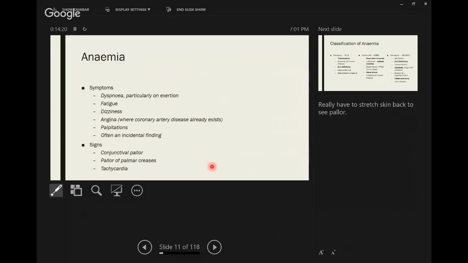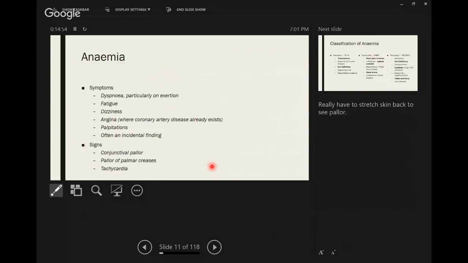So symptoms like dyspnea, particularly on exertion, fatigue, dizziness, angina when coronary artery disease already exists. You can imagine if you've already got decreased blood flow and you decrease the hemoglobin, there's going to be decreased oxygen. You can have palpitations. It's often an incidental finding, like an old lady presents to hospital, half of them have anemia just because of poor diet. Signs, so you get conjunctival pallor when you pull down the eyelids, pallor of palmar creases, so when you stretch back, the creases of your hands aren't red, they're white, and tachycardia as well.